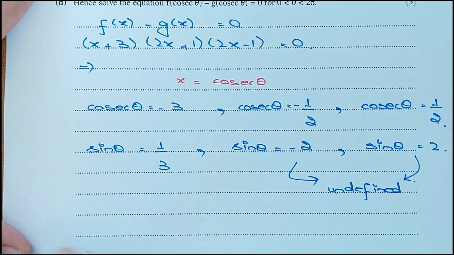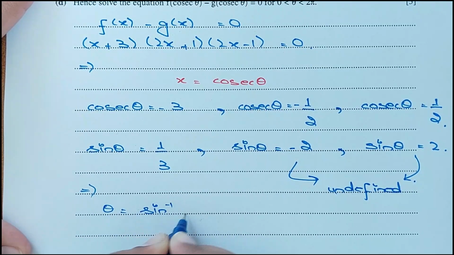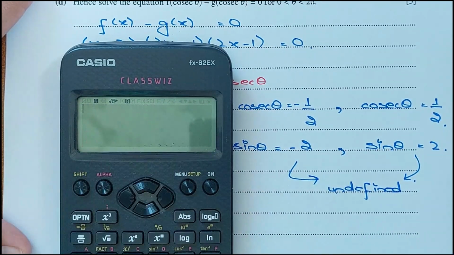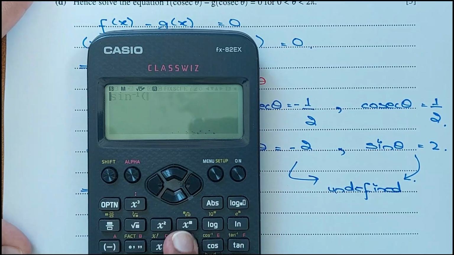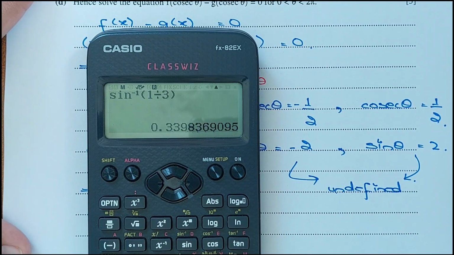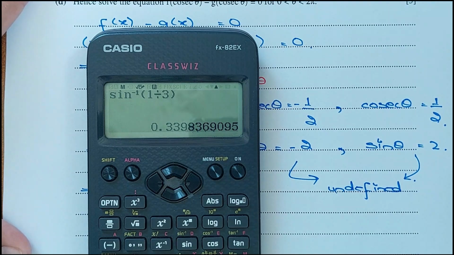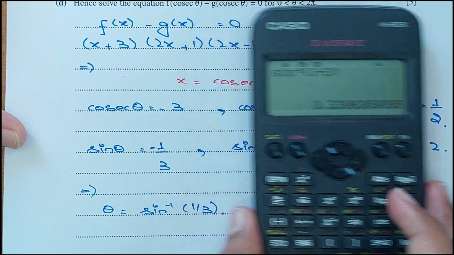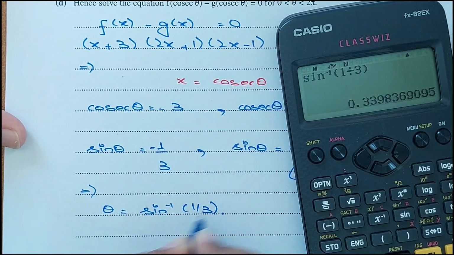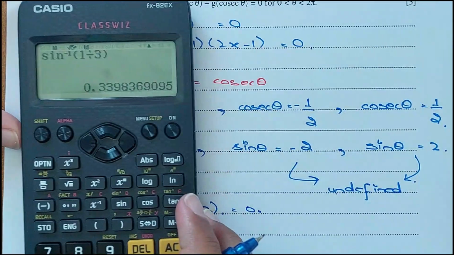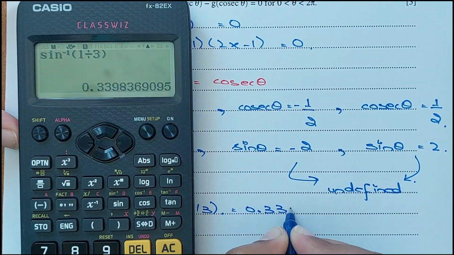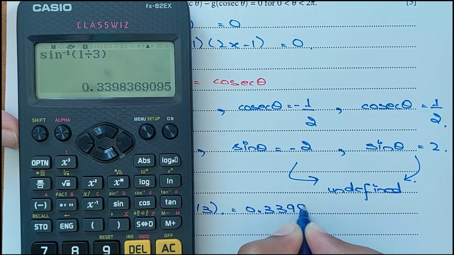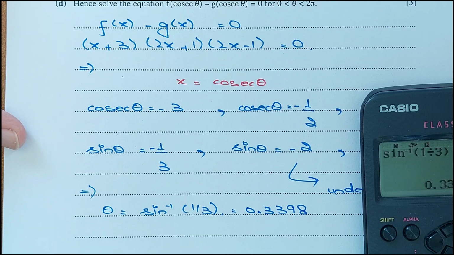Right, let me solve the theta value from here. So theta equals sine inverse of negative 1 over 3. The domain is in radians and my calculator is in radians. Sine inverse of 1 over 3 is 0.3398. Okay, and sine is negative in which quadrant?